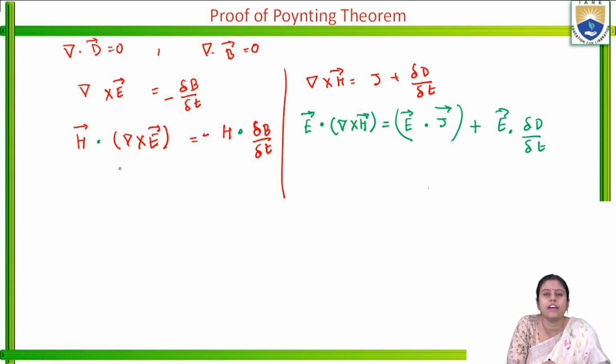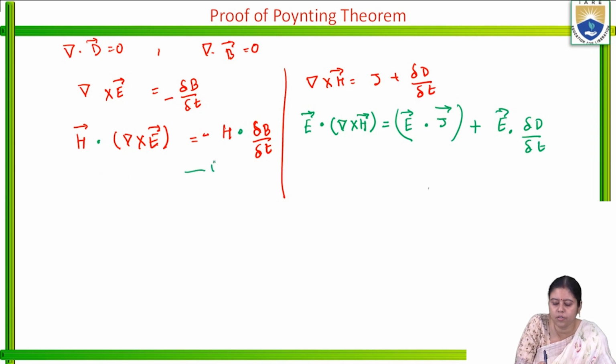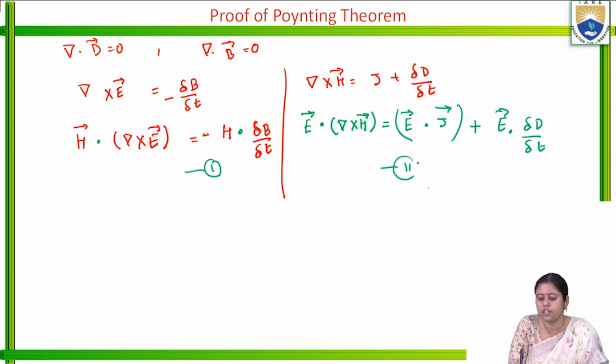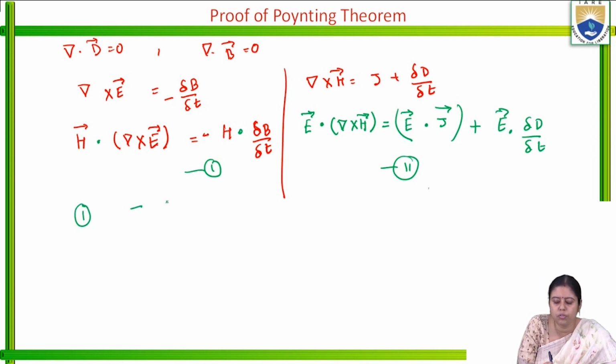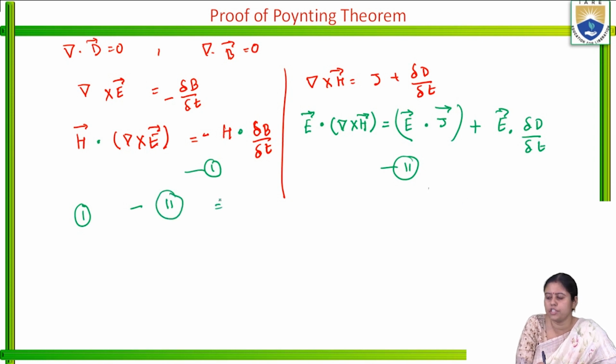This is an electric field. We have taken the dot product with H, a magnetic field. We are taking the dot product with E. So we got two equations, H dot grad cross E and E dot grad cross H. So what will we do? This is our equation 1 and this is our equation 2. We will do equation 1 minus equation 2.